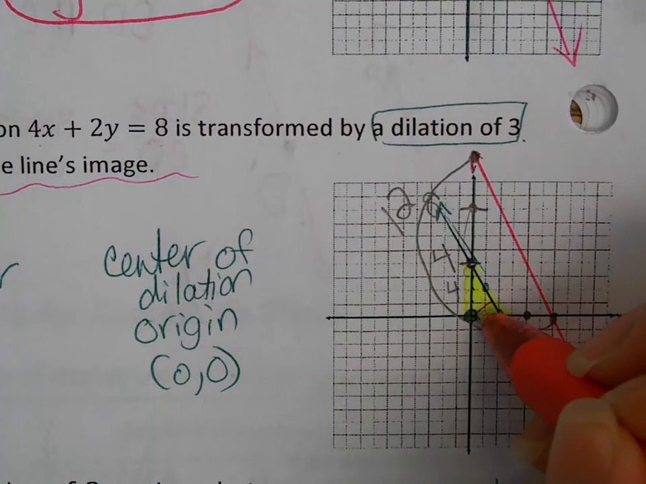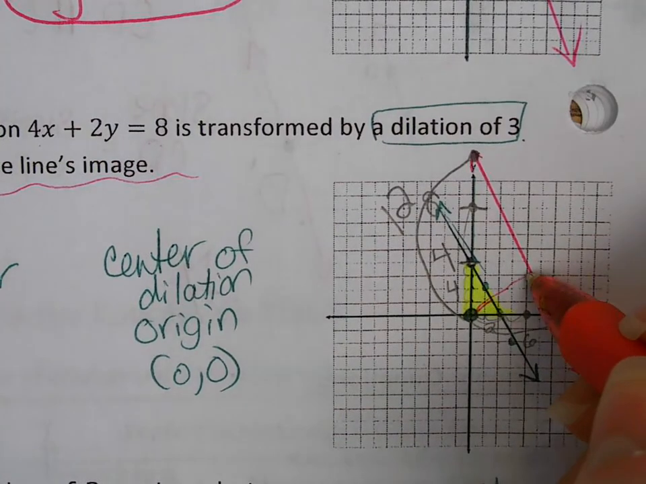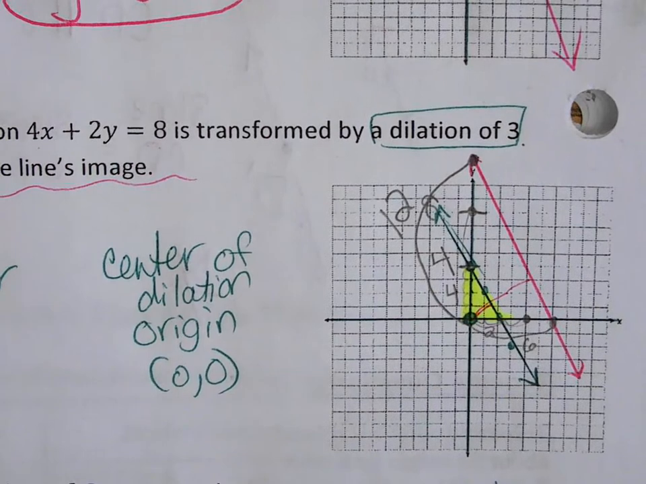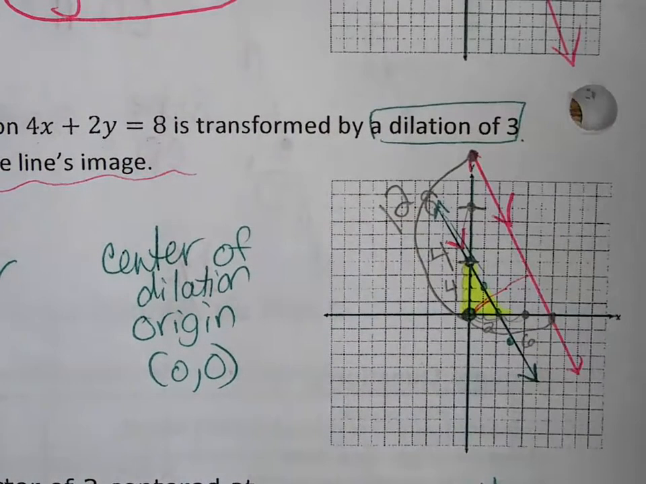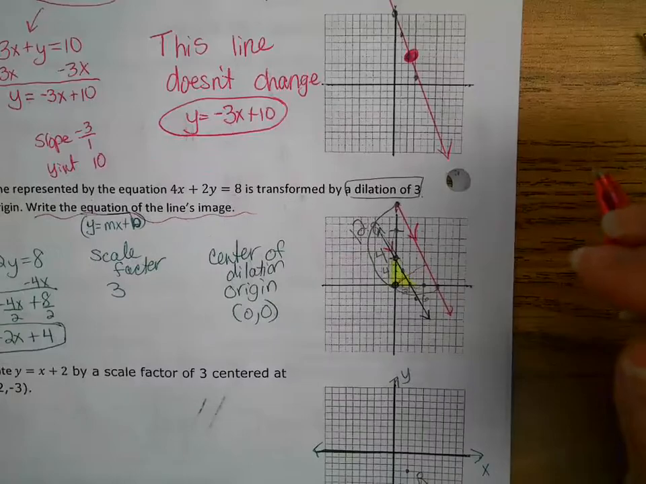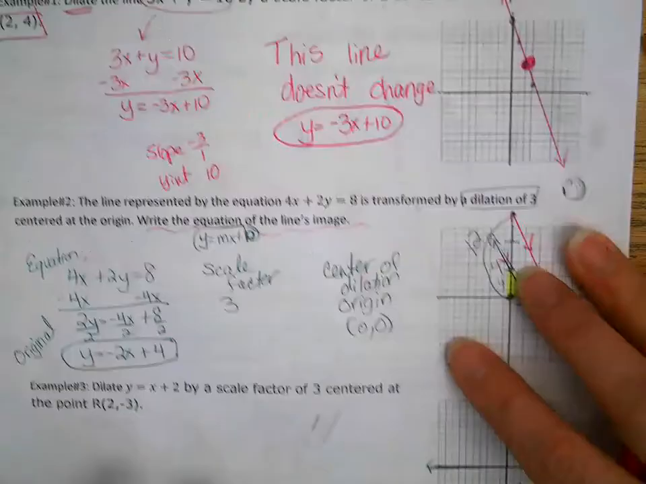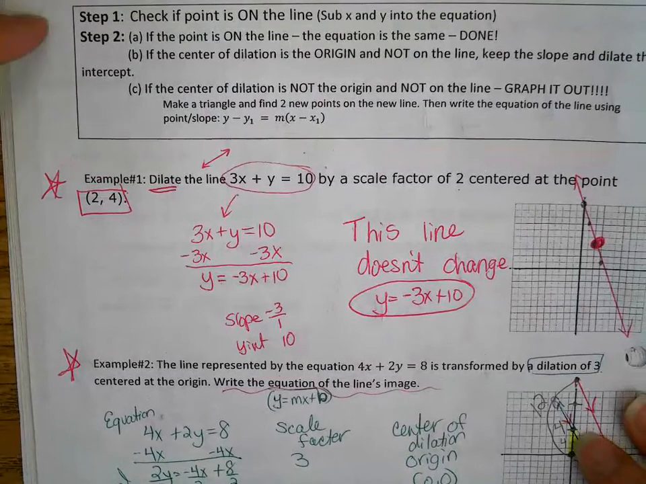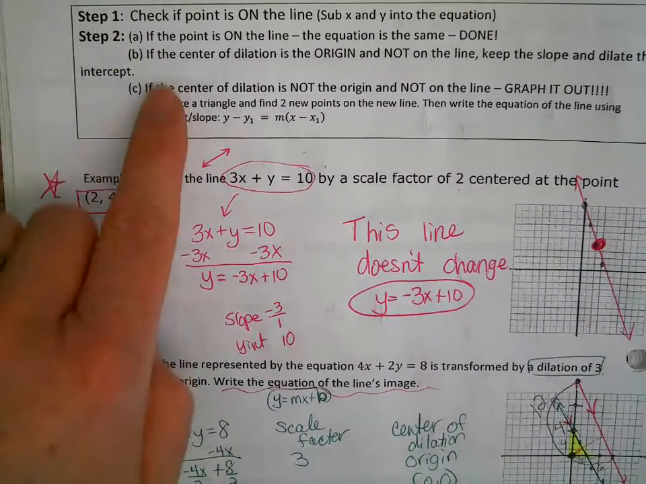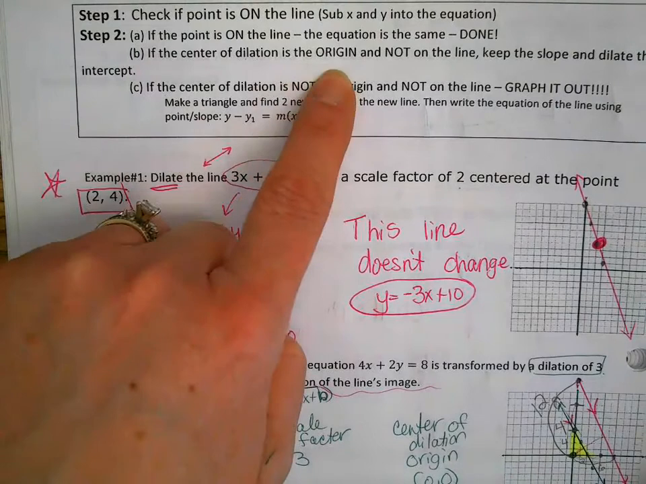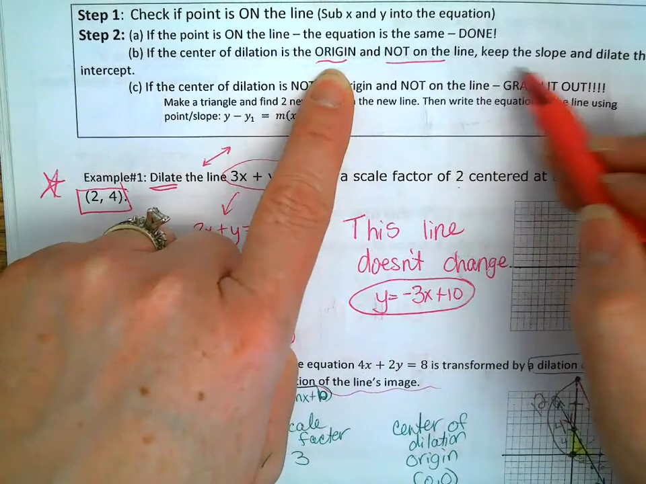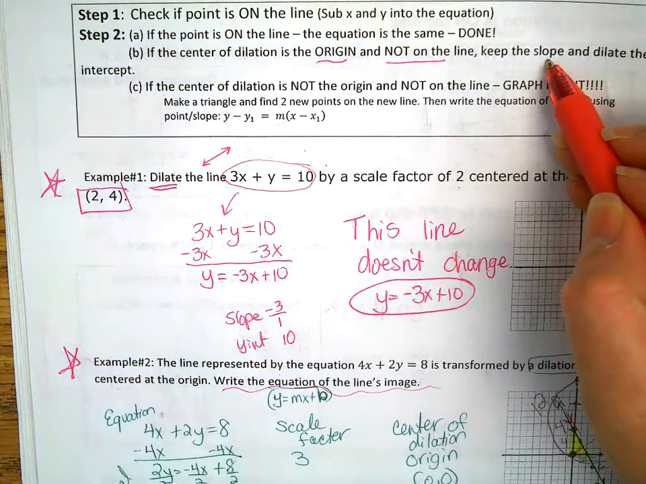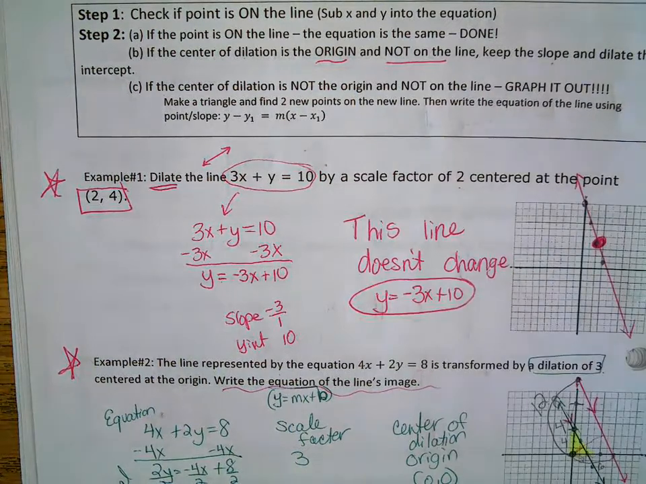So the distance here, here, and here would be 3 times farther away if you're going on a diagonal. The only thing that we changed was the y-intercept; the slope of the line didn't change. These lines, remember, will always run parallel. So this is step 2 up here: if the center of dilation is the origin, and that origin is not on the line, keep the slope, which was our -2, and dilate the y-intercept.